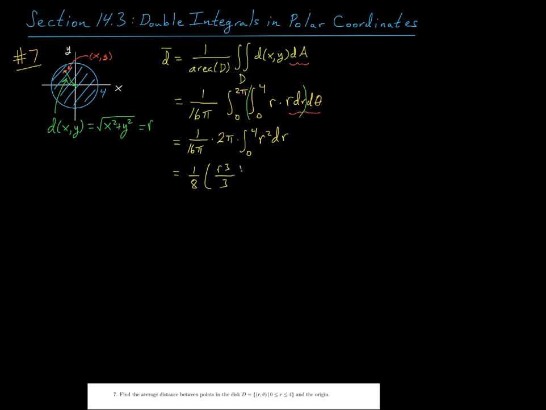and then we're multiplying that by r cubed over 3 from 0 to 4. And so I'm going to get what? 4 cubed, that's 64 thirds, and plugging 0 in will give us 0. So 8 thirds is that average distance we're observing here. So as I let all these points range over the disk, the average distance from those points to the origin is 8 thirds. All right, that does it.